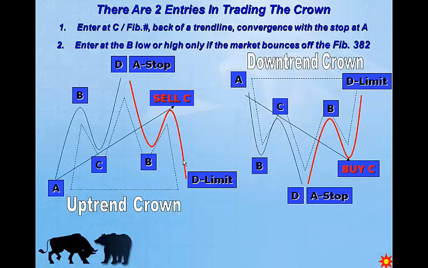Okay, remember there's two entries in trading the crown. We enter C at a Fibonacci number, okay, or the back of the trend line where it converges with the stop of A. So we put it, for example, here, the backside of the trend line. We want to see where it converges with a fib number and put our stop above A. Or we could enter at the low of, in this case, the low of B, which is the left tip, where it converges with the right tip. So there's two entry points, and usually that'll bounce off the 382 number.